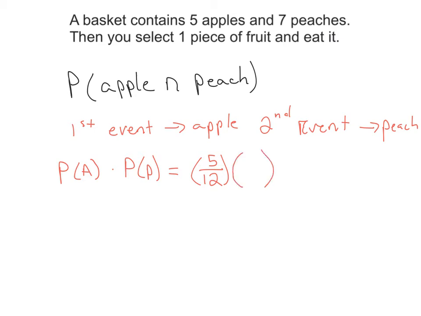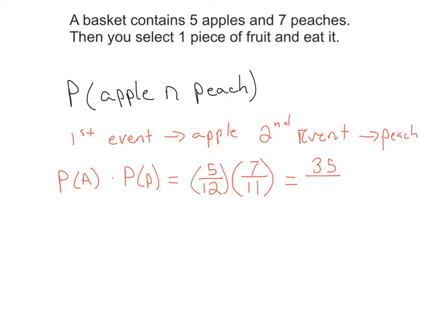So when I multiply, I know that when I'm looking at the peaches, I no longer have 12 pieces of fruit, but I now have 11. And I still have 7 peaches. So therefore, it would be 35 and 132.